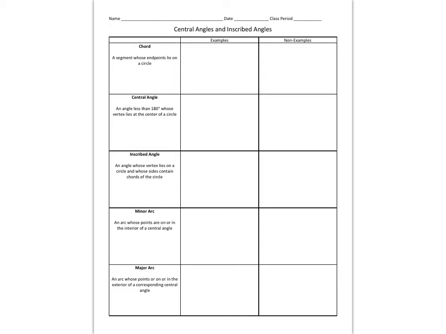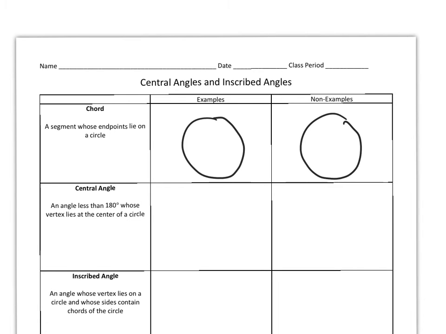So it can be helpful to know some vocabulary related to circles. And here's just a list of vocabulary words you're going to hear a lot. So here's two circles. Let's talk about examples of chords. Well, a chord is a segment whose endpoints lie on the circle. So chords just go from one part of the circle to another.